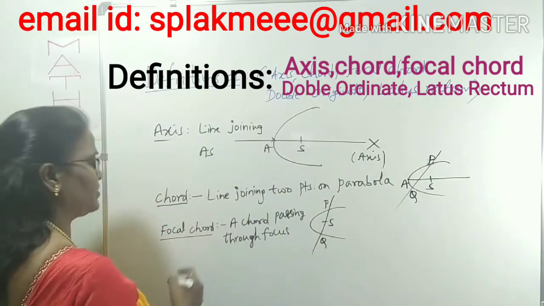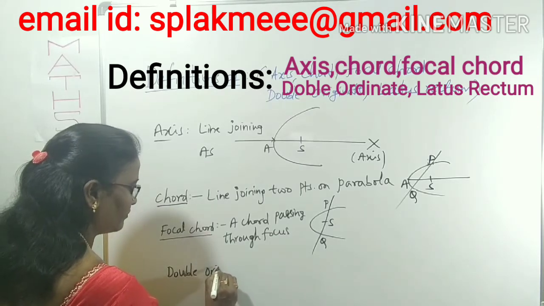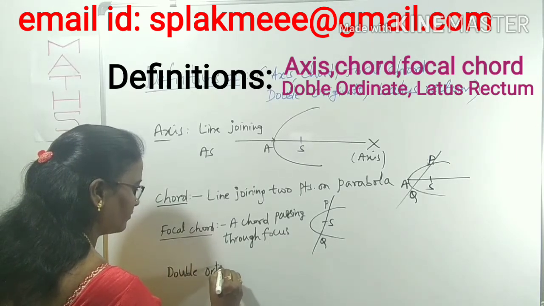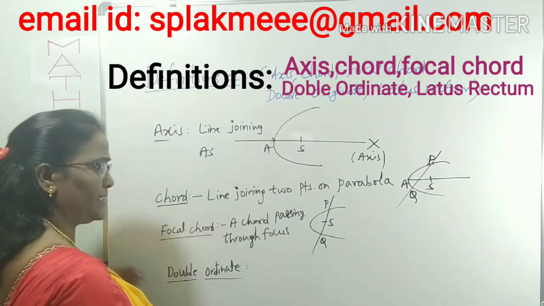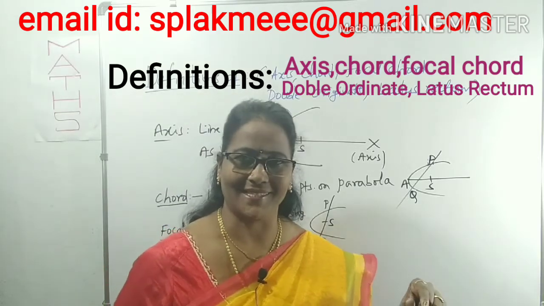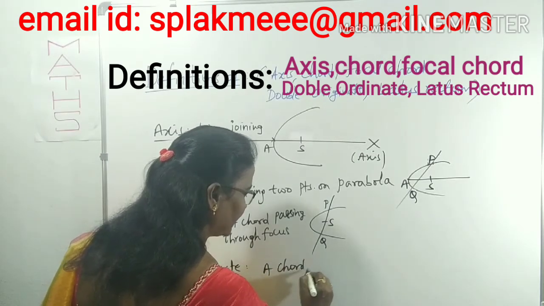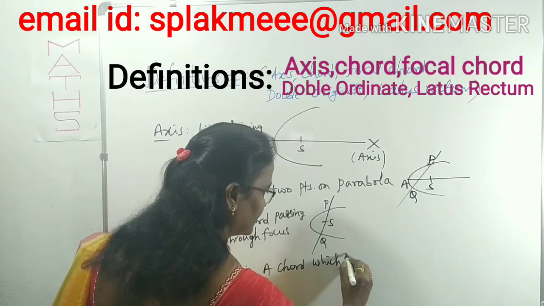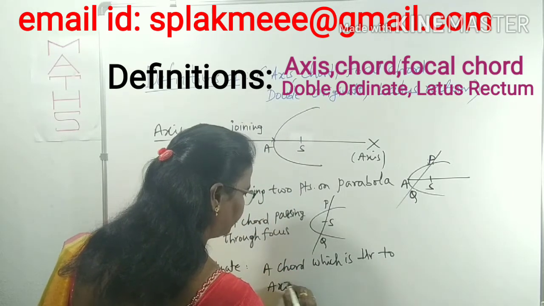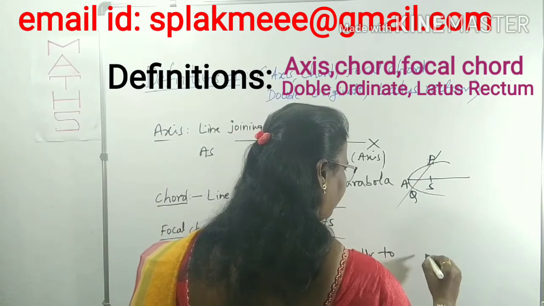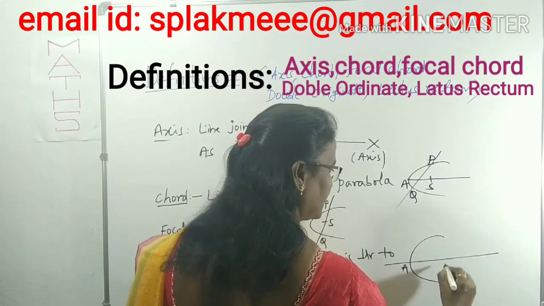Next, come to the next one, double ordinate. Double ordinate, in the sense, is a chord which is perpendicular to the axis. Perpendicular to the axis. For this one, I will draw the figure like this. This is the axis, you know, AS.